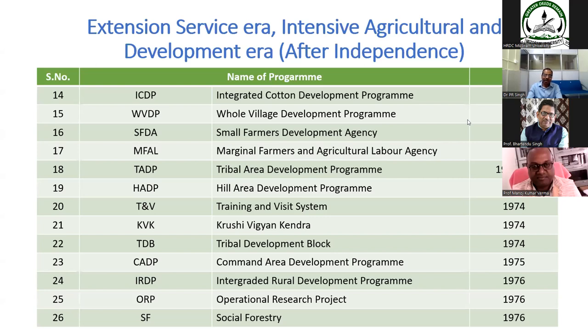So the Training and Visit system run by the Krishi Vigyan Kendra is a very successful model, because the Krishi Vigyan Kendra regularly provides value addition trainings and many other trainings related to product development, nutrition development, post-harvest technologies, and so on. So the Government of India gave emphasis, and the Indian Council of Agricultural Research provides technology to the farmers through the Krishi Vigyan Kendra.